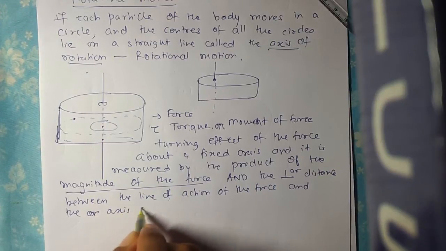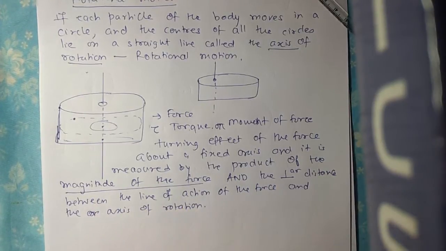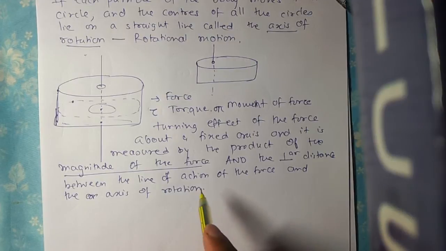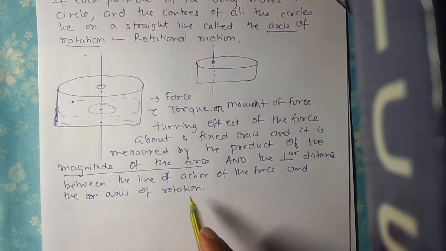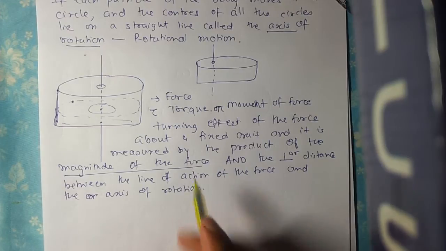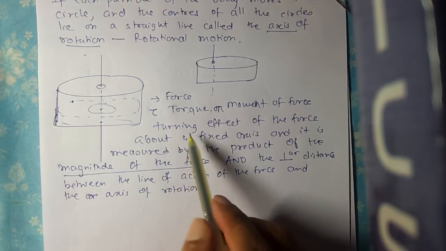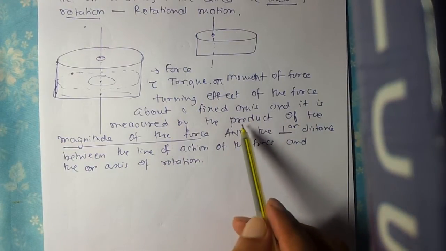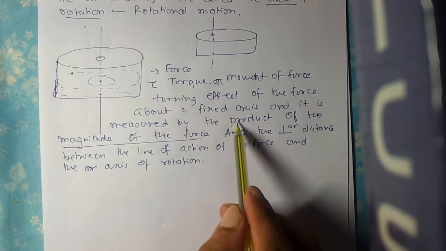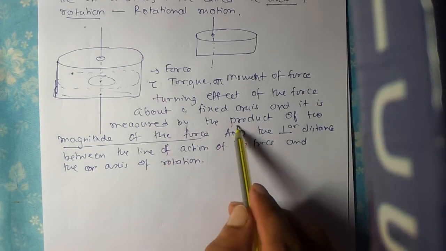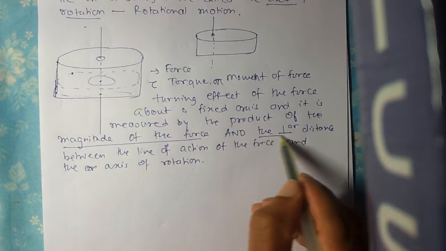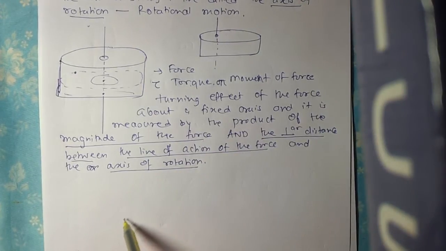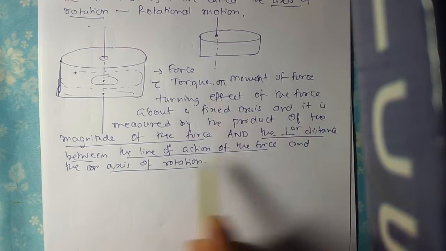the axis of rotation. The reason why I have taken the trouble of writing the entire definition is because I want to draw your attention to this definition very closely, so that we are able to understand torque and calculate or find out torque when we are given a situation. So let's go through this definition closely. Turning effect of the force about a fixed axis, and is measured by the product of magnitude of the force. So if I want to calculate the magnitude of the torque being applied, I have to take the product of the magnitude of the force and the perpendicular distance between the line of action of force and the axis of rotation.